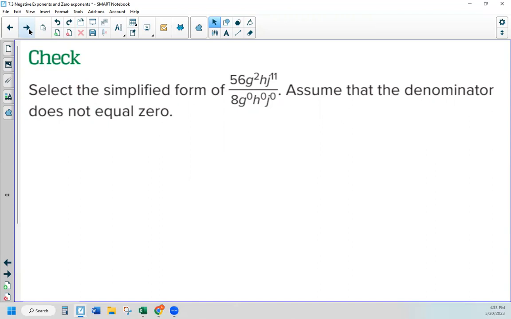All right, so even though it says select the simplified form of this fraction, we don't have multiple choice because we wiped it out. You're working on a piece of paper. Assume that the denominator does not equal 0. Once again, we're just assuming that we will get some other answer other than 0. That way we can actually work with the problem.